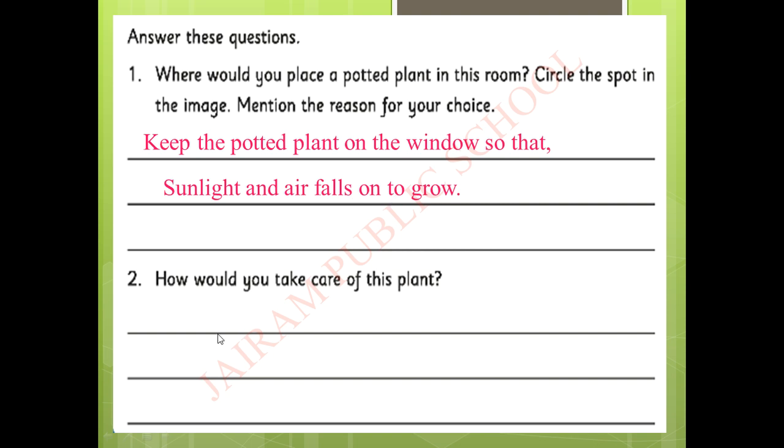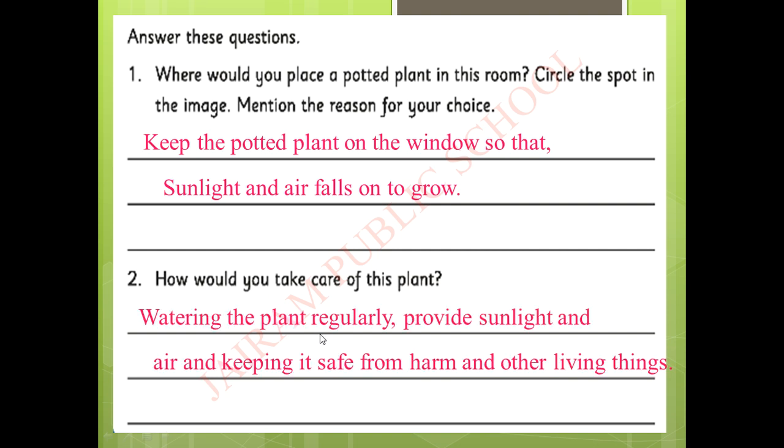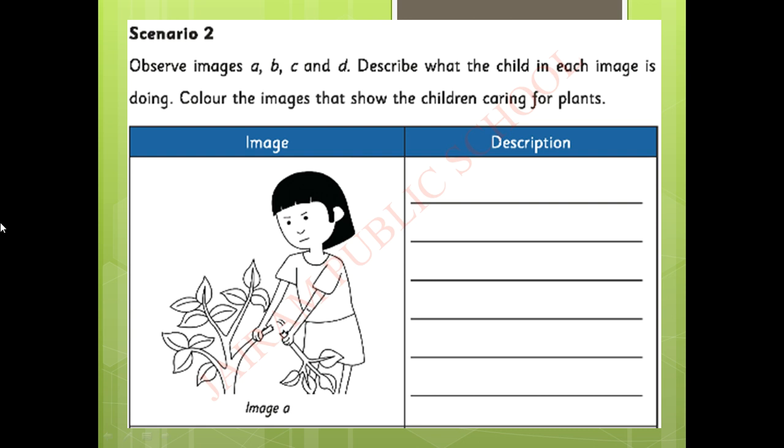Right. Next question. How would you take care of these plants? How will you take care? Exactly. You can water the plants regularly, provide sunlight and air and keep them safe from harm and other living things. So these are the ways you can take care of your plants. Right. We can see the next scenario. What is given in the second scene? Here you have four pictures. Observe images A, B, C and D and describe what the child in each image is doing.